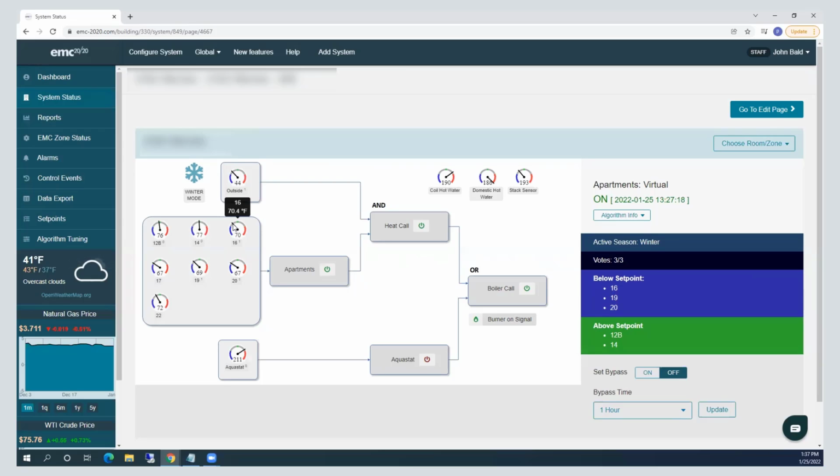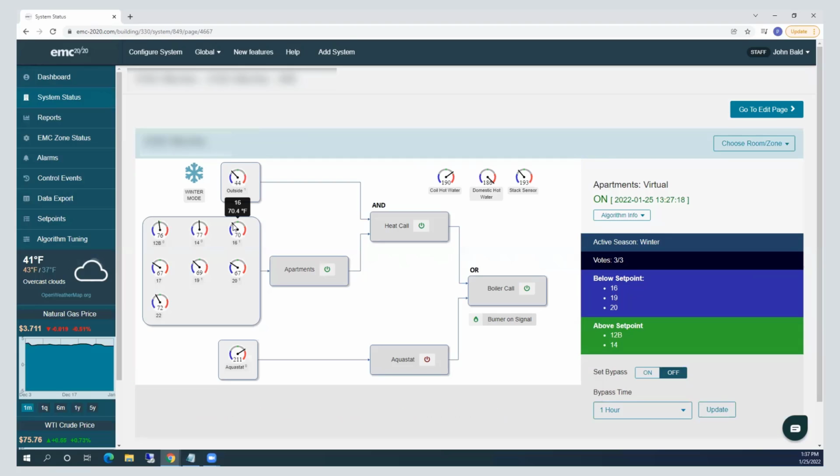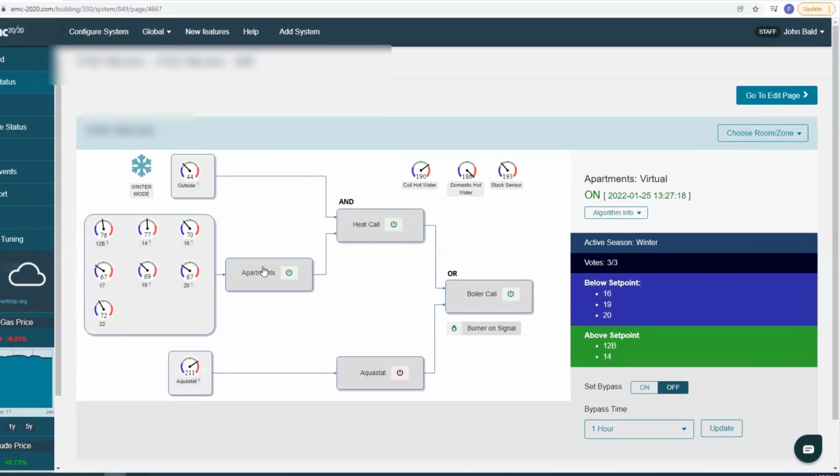Hi, everyone. Today we're going to be going over the standard algorithms on the EMC 2020. These algorithms are what run the boiler of most of our buildings. So to start off is the apartments algorithm.